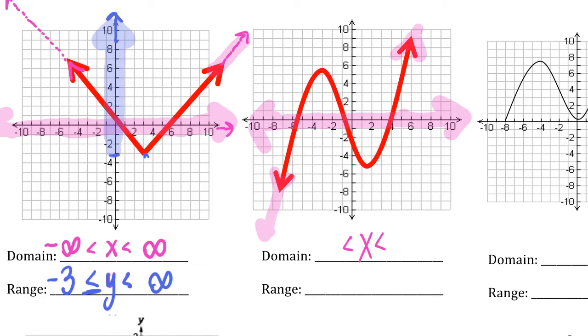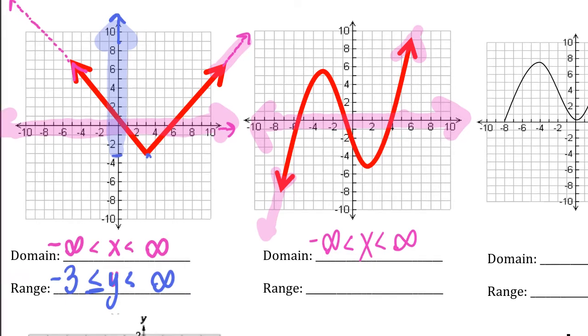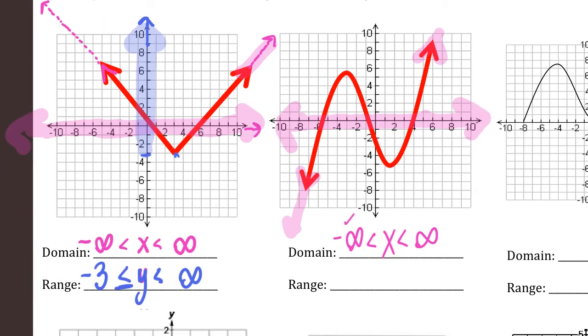So we would say our domain goes forever to the small x values. That is called negative infinity, no line underneath your inequality sign. It goes forever to the right, so we call that positive infinity. So just like the problem before, when it goes forever to the left and forever to the right, it goes from negative infinity to positive infinity. There are no restrictions on what x can be.